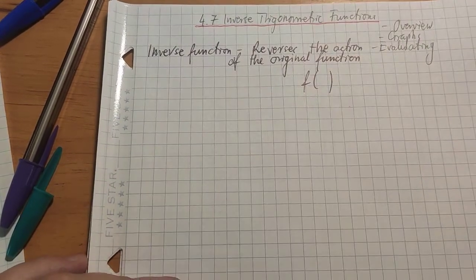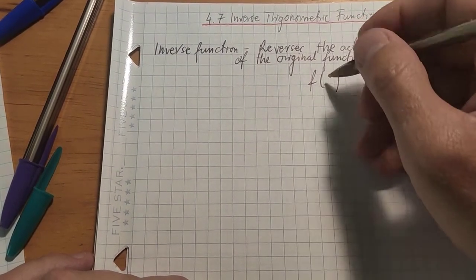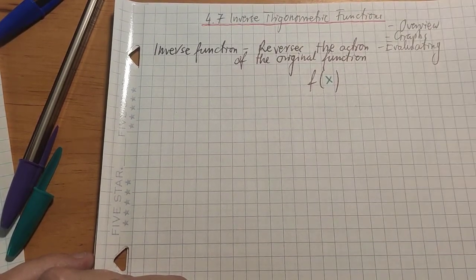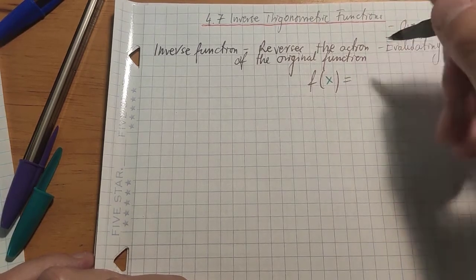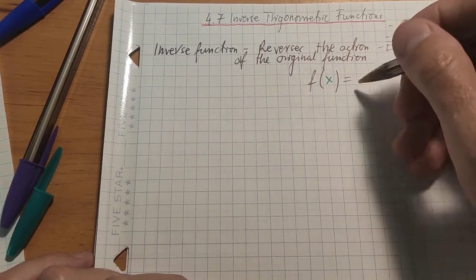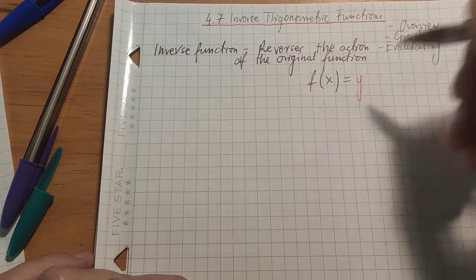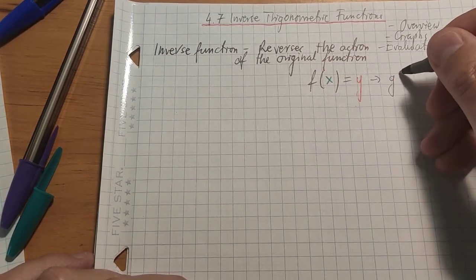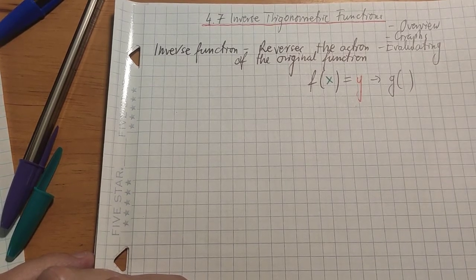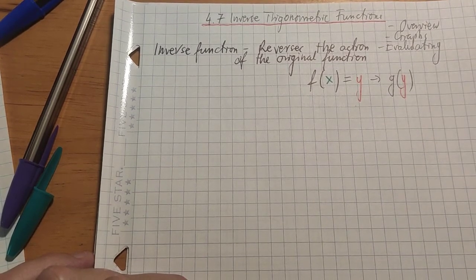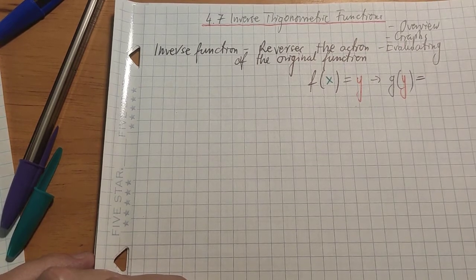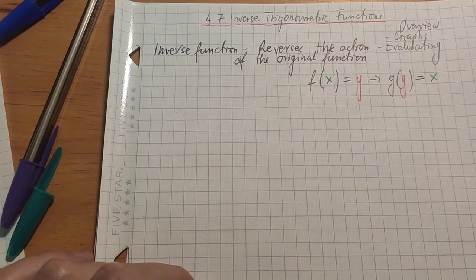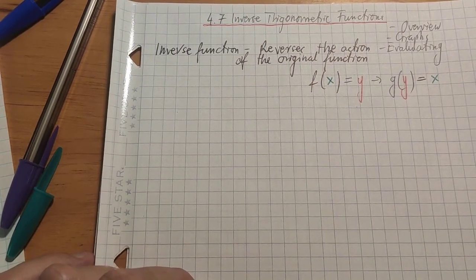I have a function, and that's my input, x, and this is my output. And now when I look at the inverse function, it will take that output, that y, and will give me back my input, my x. Alright, so let's look at an example.